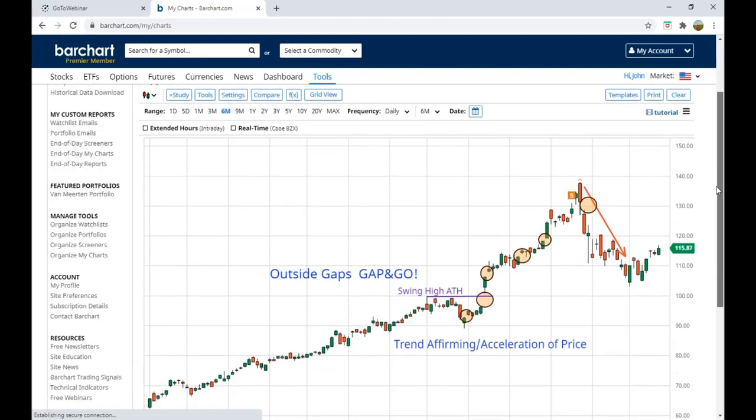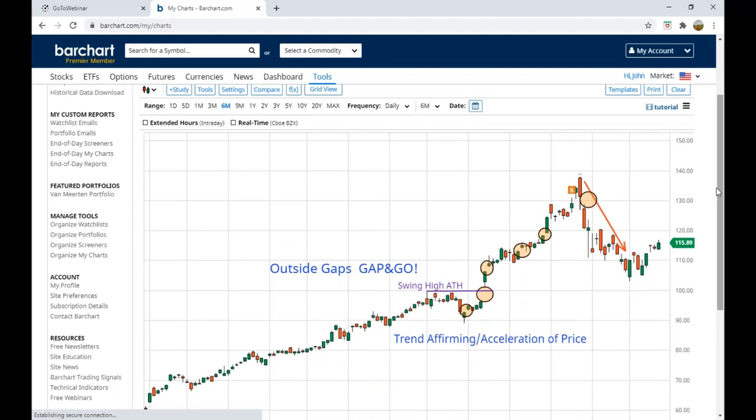All right, so this is Apple. And what's cool about this one is here's what we're going to start looking for. We're going to look for those outside gaps. Now, here is a gap that was outside of our previous day's high, right? And what we want to do for gap and goes is we want them to affirm our trend. In this case, we want the gap or this candle to break or get above a swing high or a pivot high, right, of where price had retreated from.